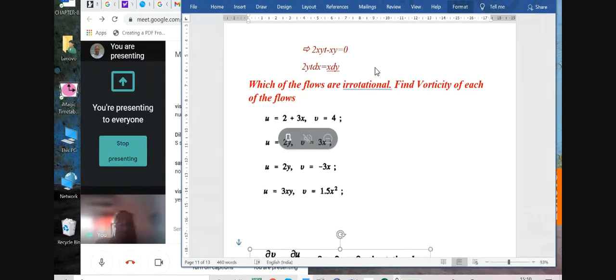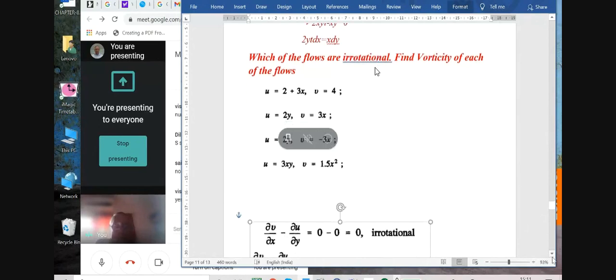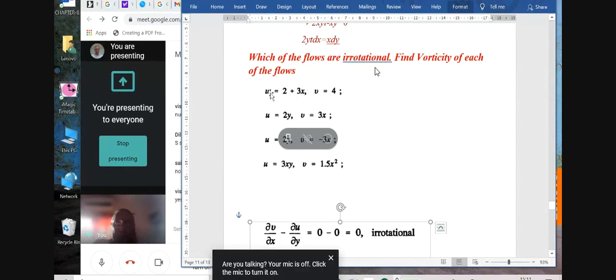So what is the check for irrotationality? This is the check for irrotationality: dou v by dou x minus dou u by dou y must be 0. So if you take the first one, what is dou v by dou x? Dou v is equal to 4. So what is dou v by dou x? 0.